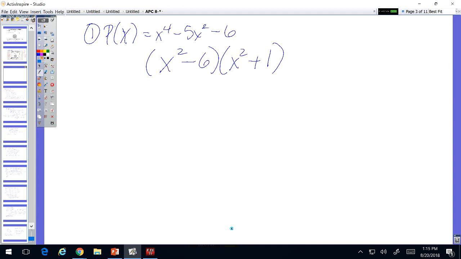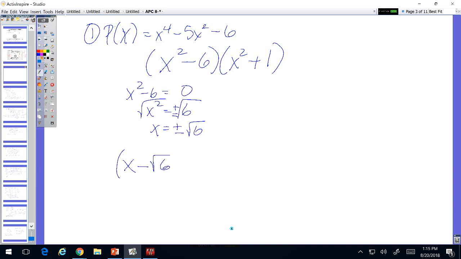But we can take those two factors to rewrite it in the completely linear factored form. We take this factor, set it equal to 0, and solve. So we have positive and negative root 6. If I were to write the complete linear factorization, x minus root 6 and x plus root 6 would be two of our factors.